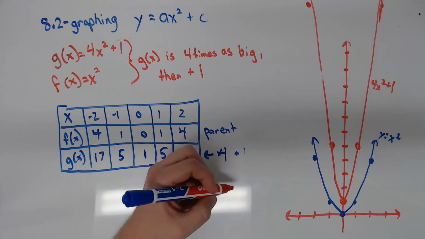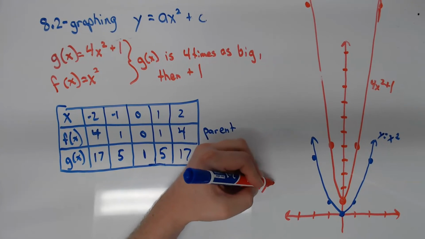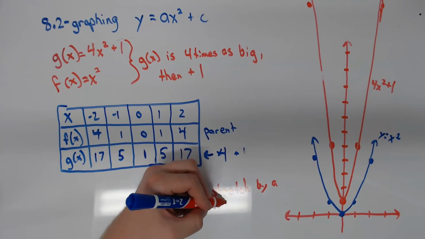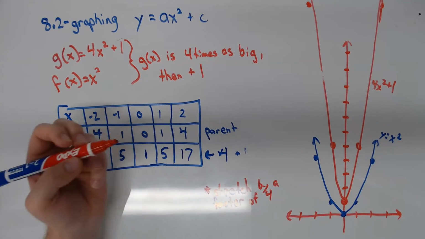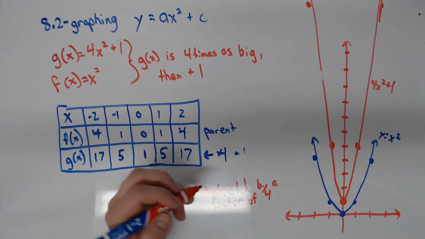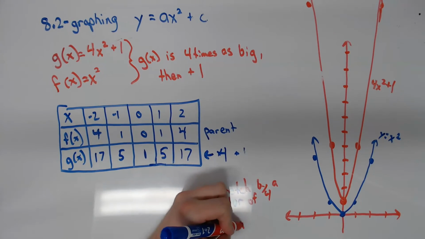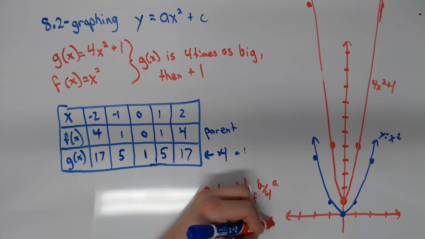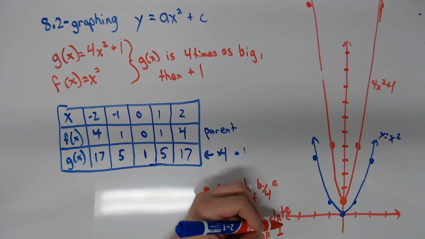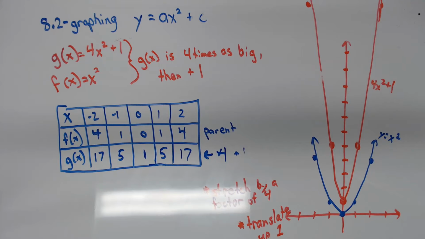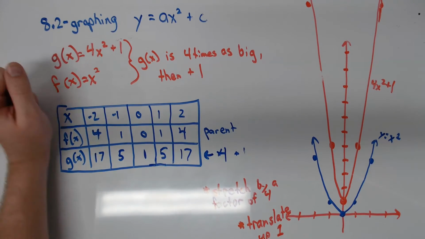So this one was both stretched by a factor of 4 and then the translation is what moved it up 1. So stretch by a factor of 4 and then translate up 1. So that's my comparison to the parent function.